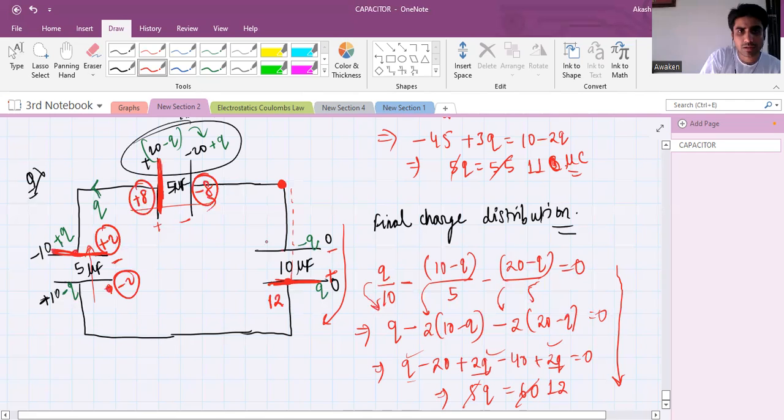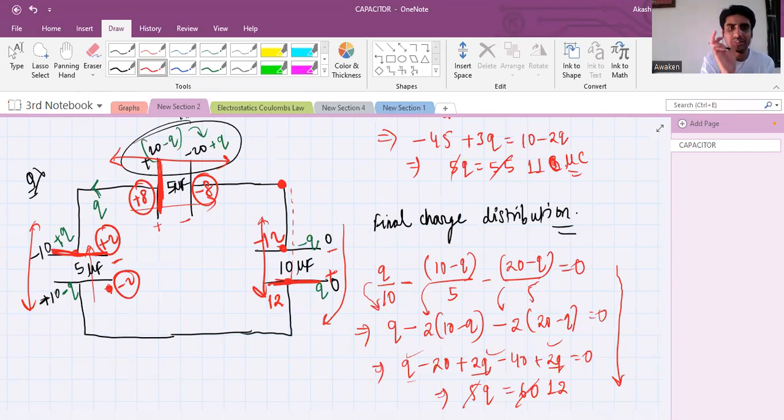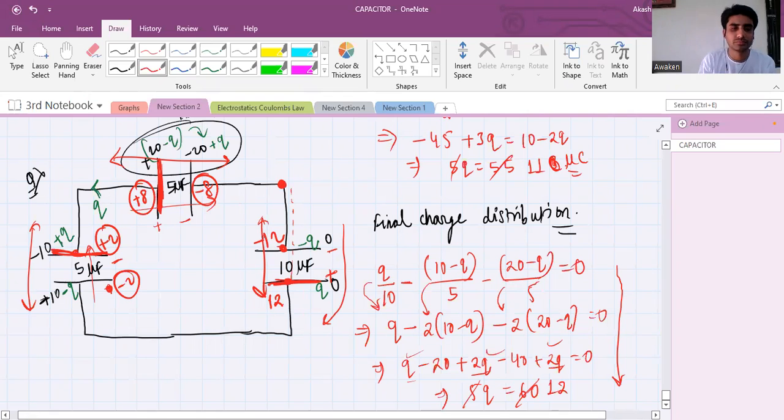Now here it is not necessary that potential across all of them will be same. All right. So they are not in parallel. They are in series basically. There is no mandatory law that potential across them is the same. But yes, potential drop across all of them should add up to zero. All right. Yes sir.